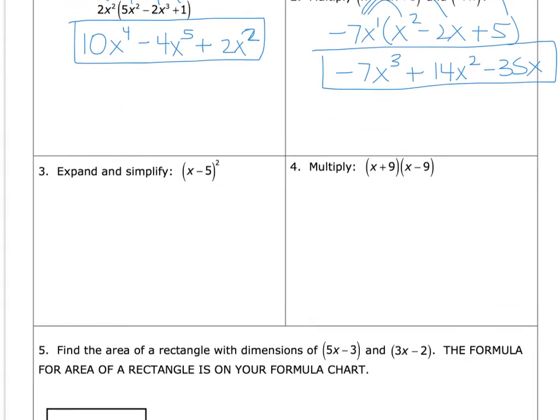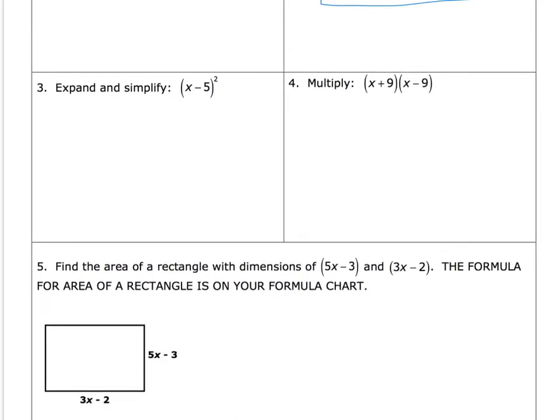Problem 3 and problem 4 are our box method type multiplying because we've got 2 groups of parentheses. Problem 3, the key here is to remember that x minus 5 squared is really x minus 5 times itself, x minus 5. All right, you cannot just distribute that square. That will give you the completely wrong answer. So now that we have x minus 5 times x minus 5, I think most of my students prefer doing the box method, so I'm just going to set this up with the box.